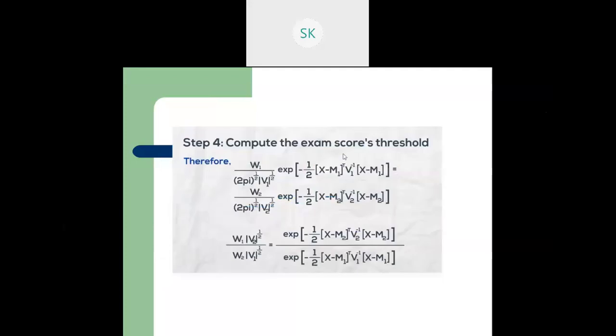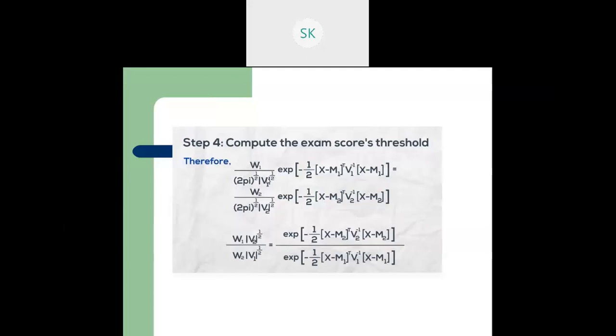To compute the exam score threshold, the threshold is showing that 50% of the students we need to promote to the gifted class and 50% of the students to the regular class, so that both should be equal. Equal numbers of data points will be there in both the classes.